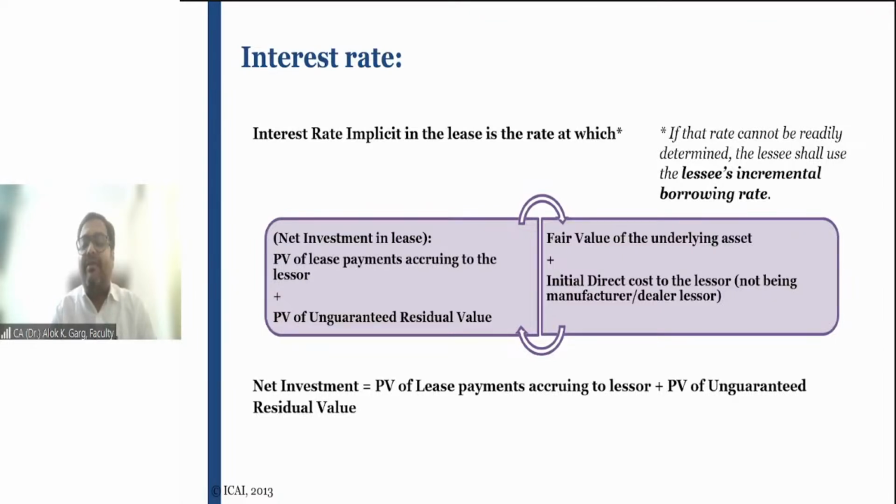what is the discount rate which I need to consider while calculating the present value? Now the standard says that for calculating discount rate, you have to take interest rate implicit in the lease. What is meant by interest rate implicit in the lease? Interest rate implicit in the lease is like, please hear me.